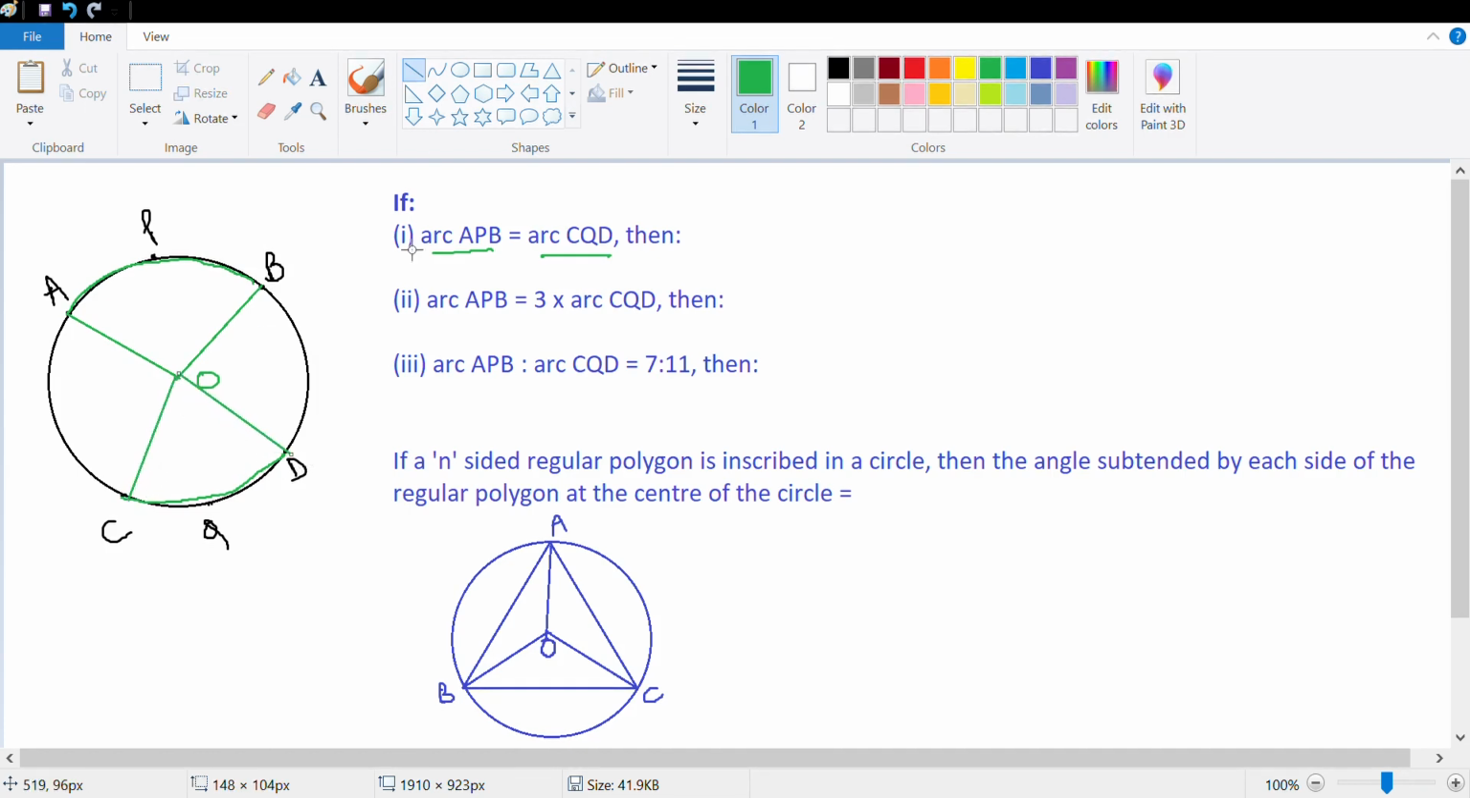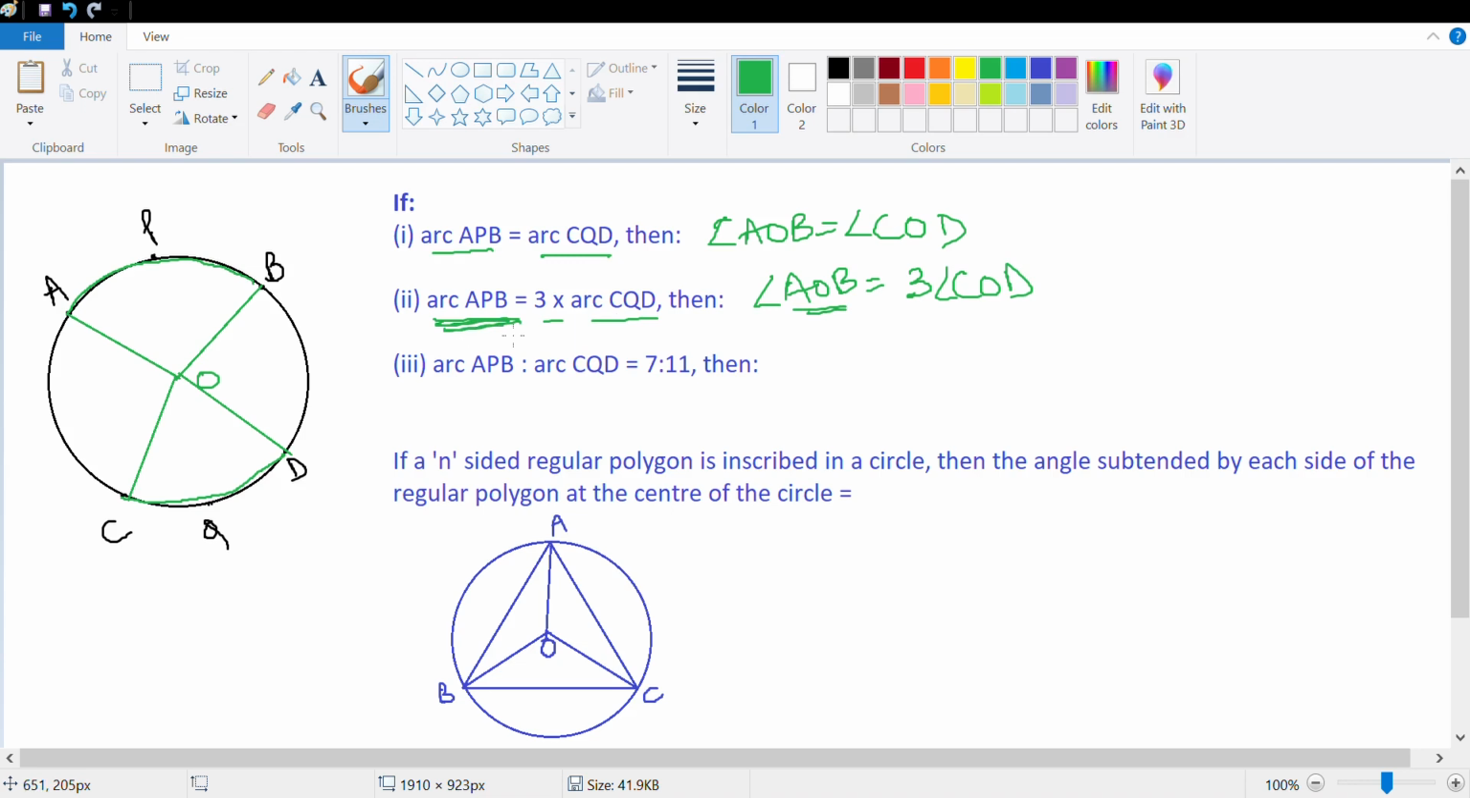We just did this. So angle AOB is equal to angle COD. Next, if arc APB is 3 times arc CQD, which means they are in proportion 3:1, then angle AOB would be 3 times angle COD. So whatever is the ratio of the length of the arcs, the same would be the ratio of the angles that they subtend at the center.